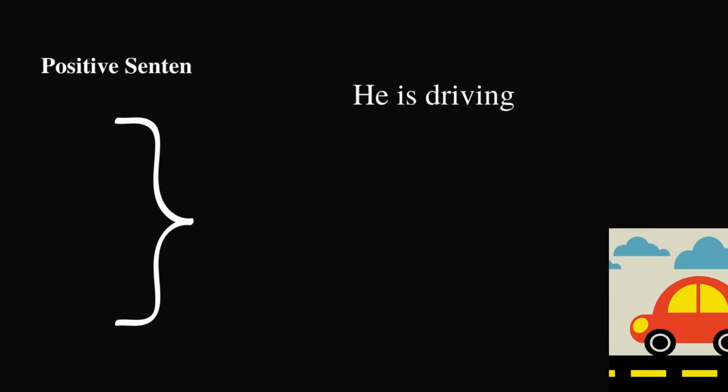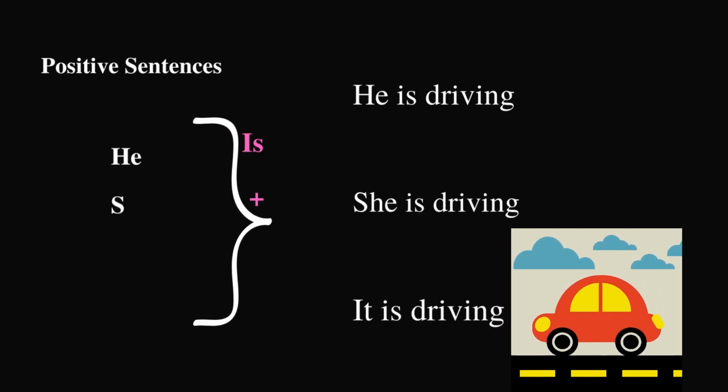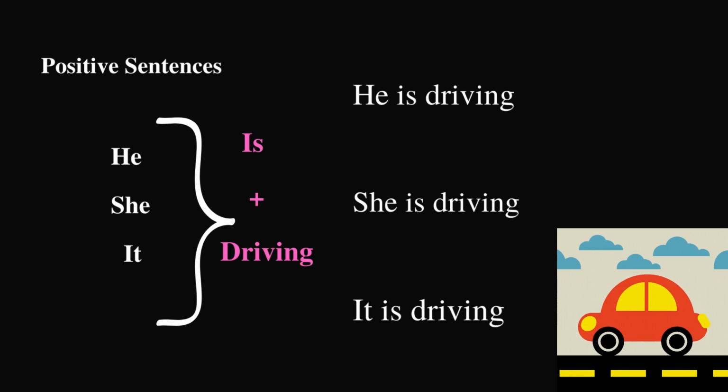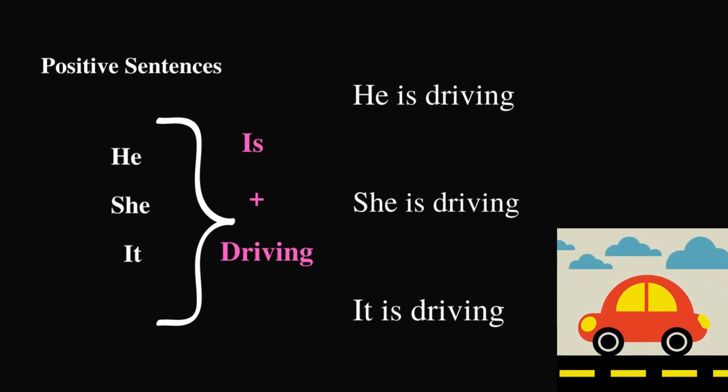Now let's discuss the sentence structure of sentences having subject first person singular. When we have subject first person singular, we use helping verb is followed by present form of the verb ending in ing. For example, he is driving, she is driving, it is driving.